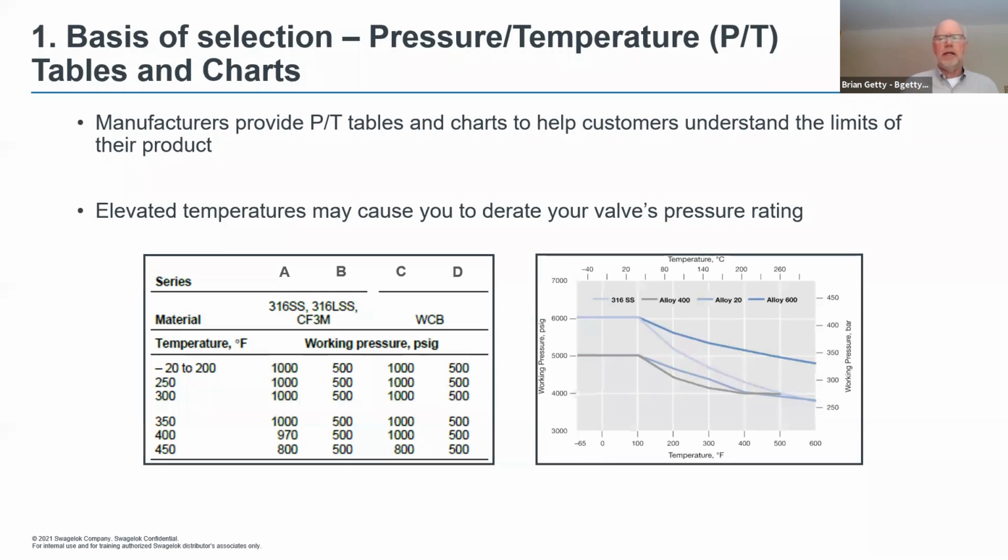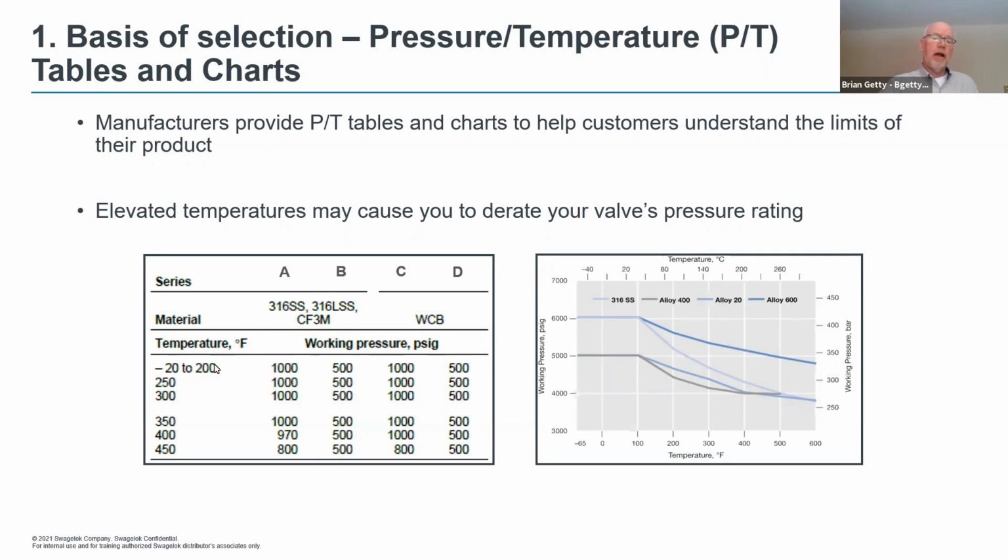If I take the first table, it's a very simple table. It's valve XYZ. It doesn't matter what the valve is, it was just to show you the way that we show pressures and temperatures. As you can see here, we're going down as far as -20 to 200 degrees. This particular valve in stainless steel is good for 1,000 psi.